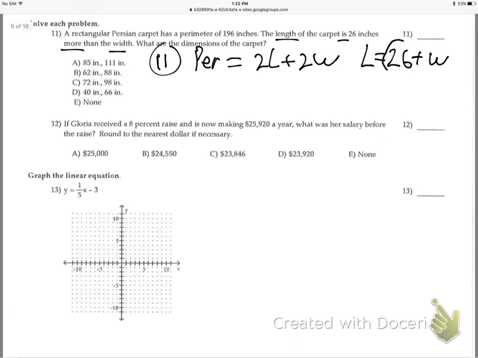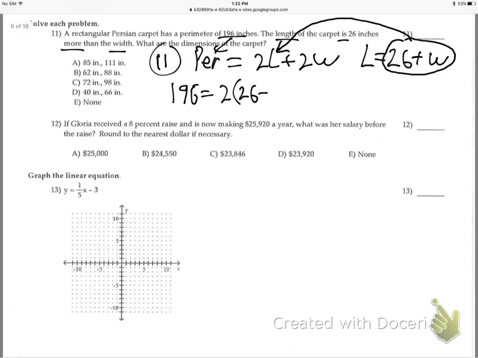So I take that and I plug it in for L, because L is 26 plus W. So you replace L with 26 plus W. And the perimeter, that's 196. That goes right there. So 196 is 2 times L, and L is 26 plus W, plus 2W. Am I good up there?